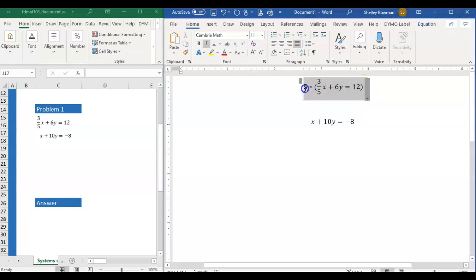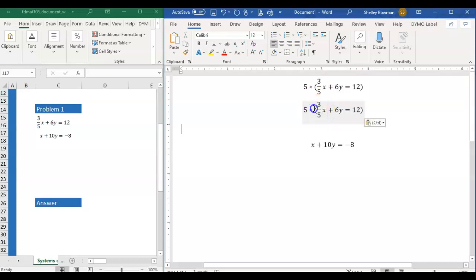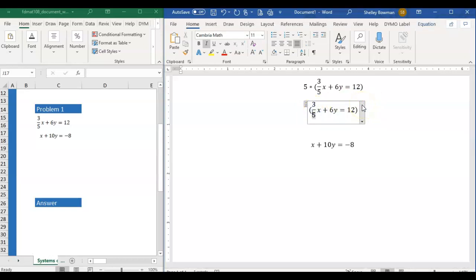I'm going to copy and paste this so that I can show my steps. So I'm moving that 5, multiplying that in, and I only have 3 left here. Another way of thinking about that is 5 times 3 is 15, divided by 5 is 3, but it's faster for me just to think that they cancel. Now the 5 multiplied into the 6 gives me 30y, and 5 times the 12 makes this 60.